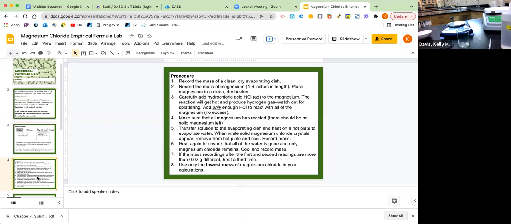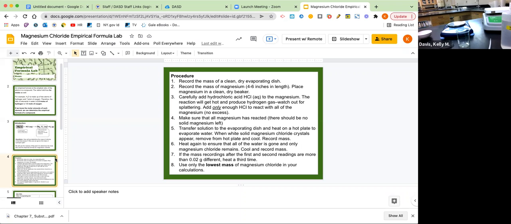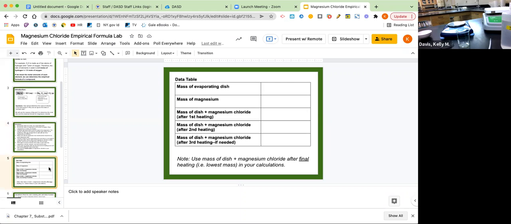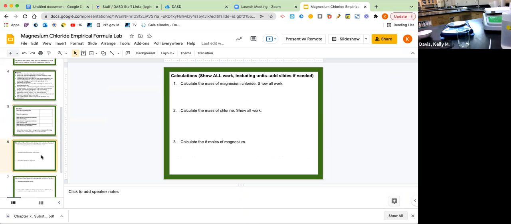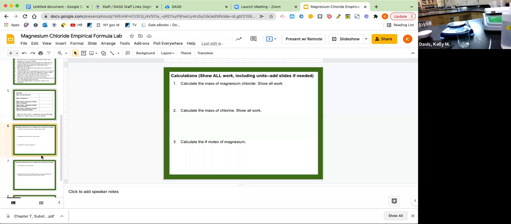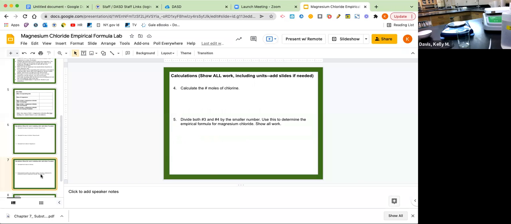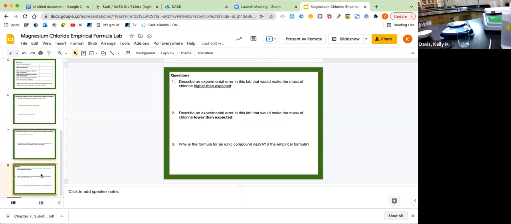All right, the procedure is in your lab handout. You want to follow along as I do it. There's a data table to record the data as we go. And then after you collect the data, there are calculations, and it should walk you through the calculations, and let me know if you have any questions. And there are some questions at the end also.